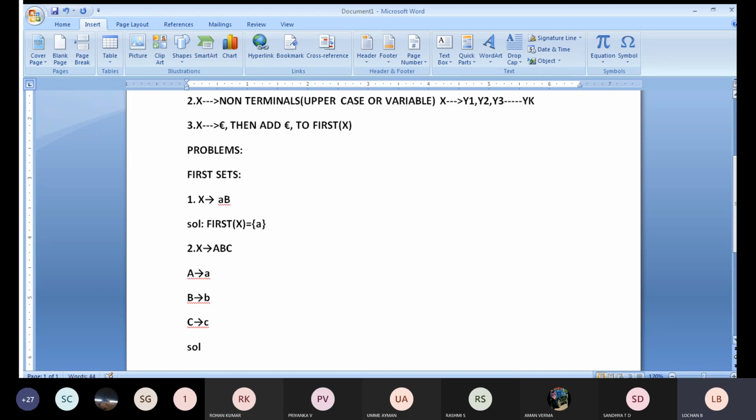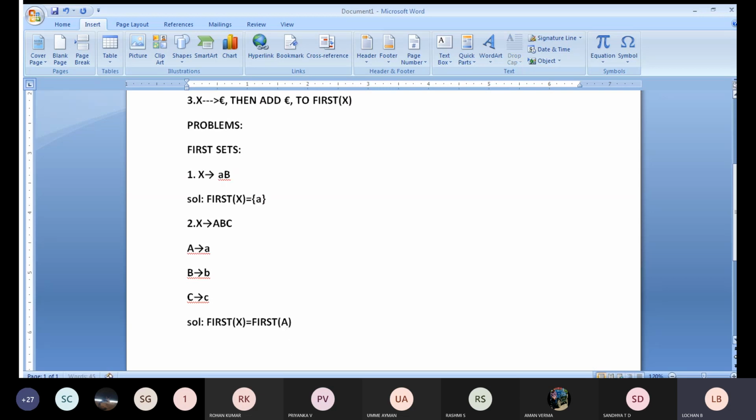So for the solution, first of X, what did you get here? First of A. What will you get as first of A? You need to concentrate on the terminal part. In this A, we have only small a. We have not continued the B production in A. So I am going to stop the solution here.